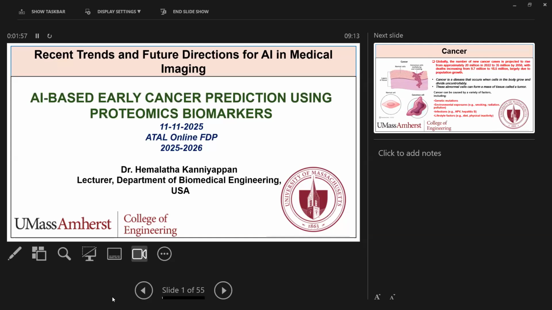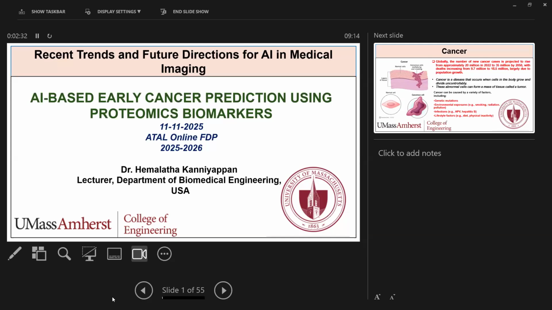So I have divided my talk into three main streams. The first will be the introduction of cancer, what exactly it is. I know it is too much biomed, and moreover, the topic of this ATAL FDP is AI in medical imaging. However, my topic is mainly based on AI in medical diagnostics. It is pretty deviated from the real topic, but I feel it is much needed in the current scenario. So this is how the flow of my talk goes.